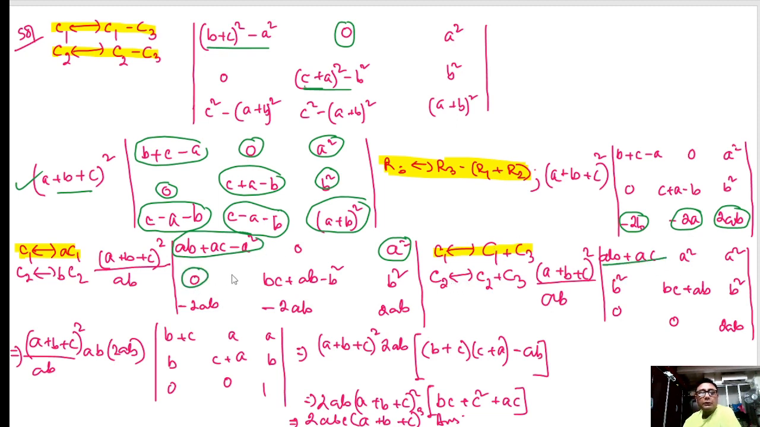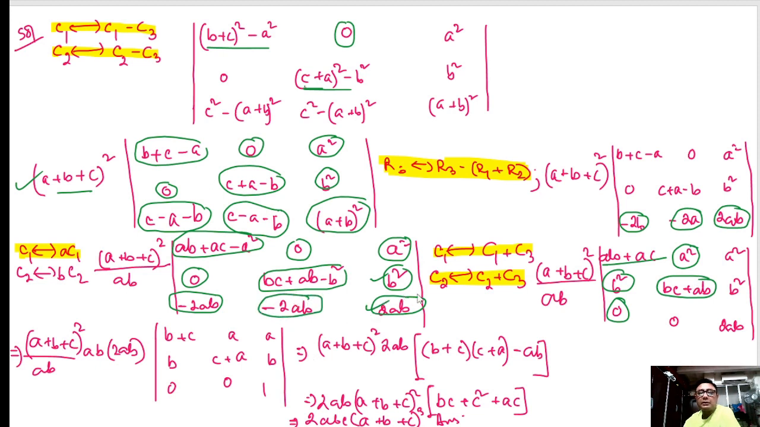Similarly, C1 plus C3 and put it in C1. Similarly, we will do C2 plus C3 and put it in C2. C2 plus C3 is this. C2 plus C3 is giving you this, and this C2 plus C3 is giving you 0.